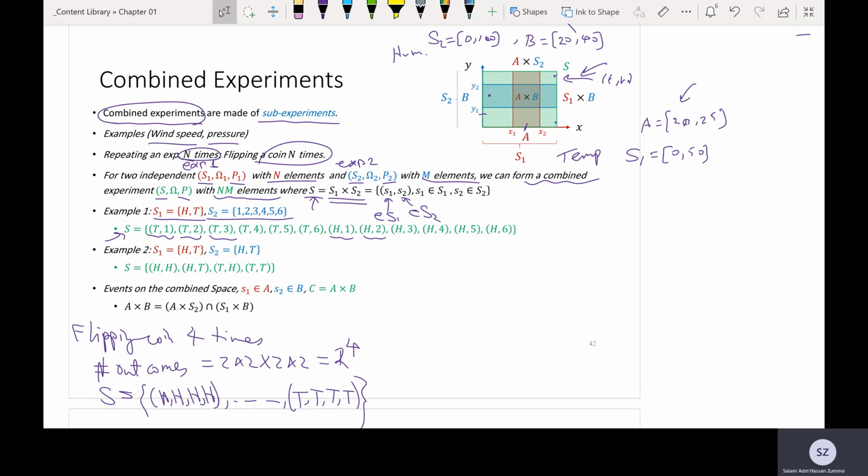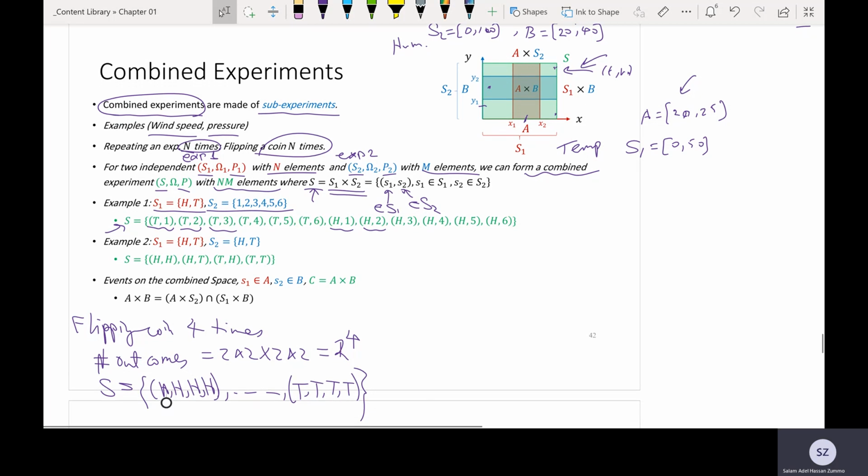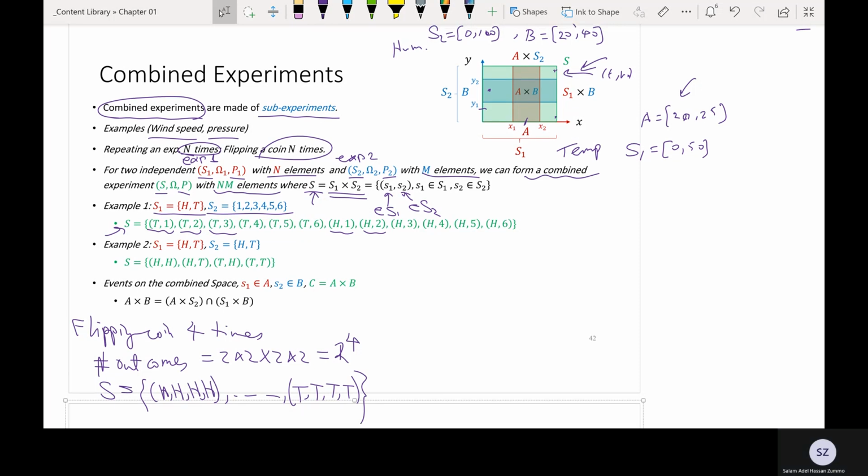Each outcome is an ordered pair of 4 elements. The first element is the outcome of the first experiment. The second element is the outcome of the second experiment. The third element is the outcome of the third experiment, and the fourth of the fourth experiment. The same thing here: flipping a coin and drawing a die. The first element is related to the outcome from experiment 1, while the second is from experiment 2.